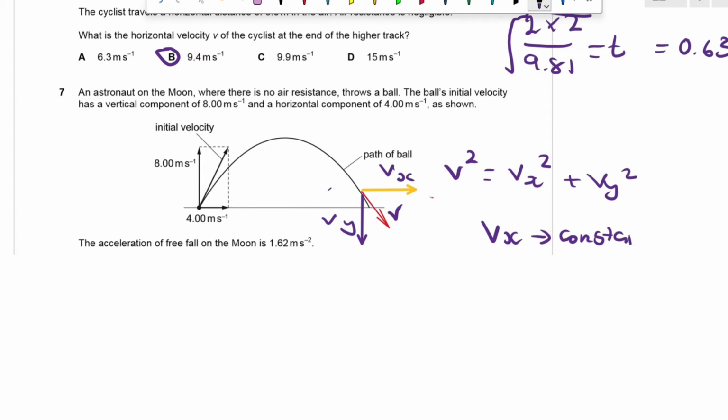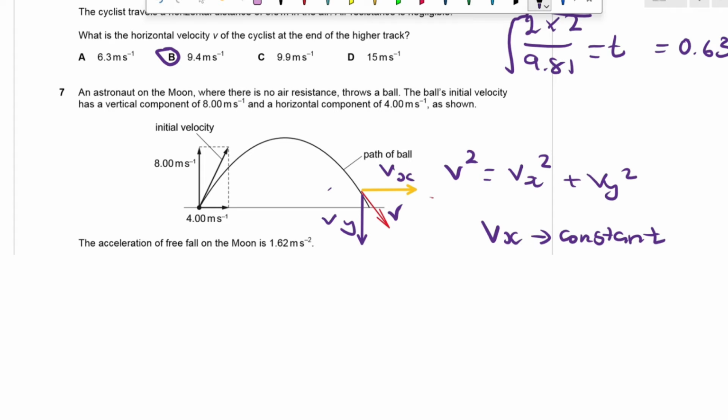Whenever you're talking of projectile motion, the horizontal velocity doesn't change and it's always constant, with a value of 4.00 meters per second. But it's Vy we need to find. But we have equations, guys, that can allow us to find this. I know that Vy is equivalent to Uy minus g times t. So Uy, the initial one, is 8 minus the acceleration, which is 1.62, times the time, which is 9 seconds.